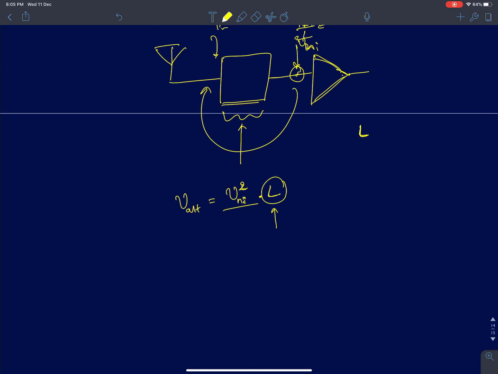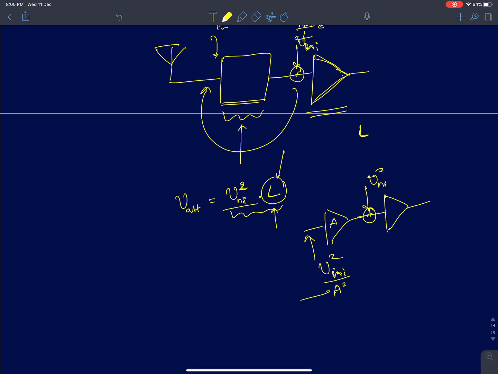Okay, so all I am trying to show here is that the noise of your LNA is getting amplified by the loss factor. If you remember, in one of the lectures we discussed that when you cascade an amplifier, say with a gain A, and this is V_n,i, the input referred noise, I square, we said that the input referred noise at this point is going to be V_n,i square by A square. It's going to get divided.